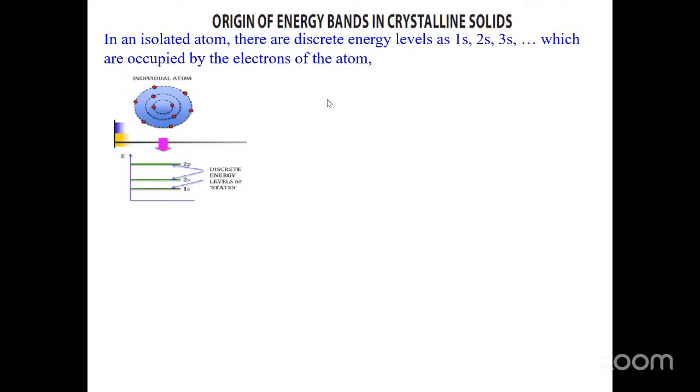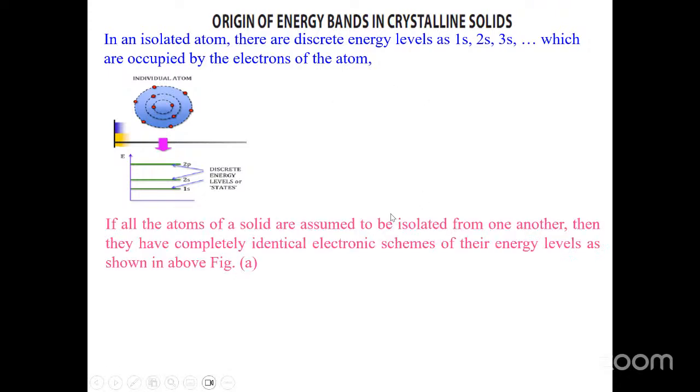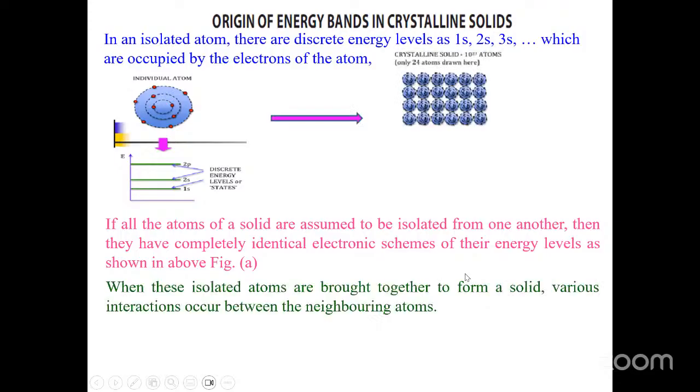Next. If all the atoms of a solid are assumed to be isolated from one another, then they have completely identical electron energy levels. Here you can see that a crystalline solid may have 10 power 23 atoms.